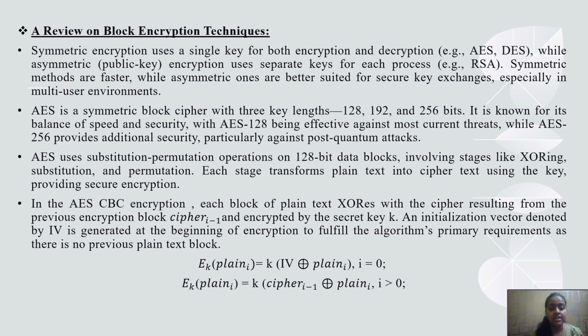In AES CBC encryption, each block of plain text is XORed with the ciphertext resulting from the previous encryption block's cipher C_{i-1} and encrypted by the secret key K. An initialization vector, denoted by IV, is generated at the beginning of encryption to fulfill the algorithm's primary requirements, as there is no previous plain text block, as seen in the equation.